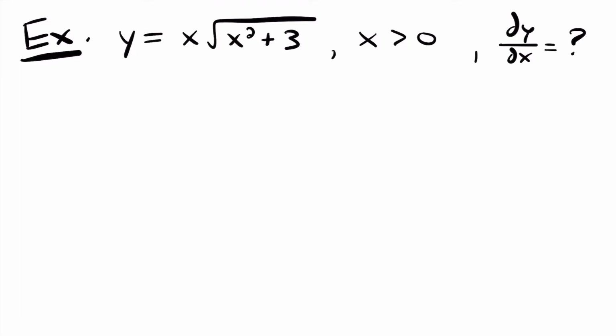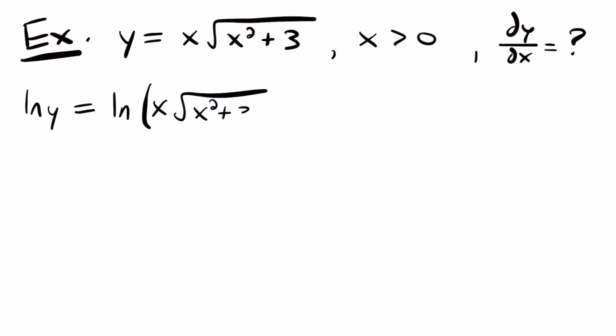And so a reason that you would want to use logarithmic differentiation to find the derivative of this function is to make it a little bit easier to solve than it would be using our traditional methods. And so the first step of the logarithmic differentiation process is to take the natural log of both sides of this equation, or of this function, if you will. And so we'll have the natural log of y is equal to the natural log of x times the square root of x squared plus 3.